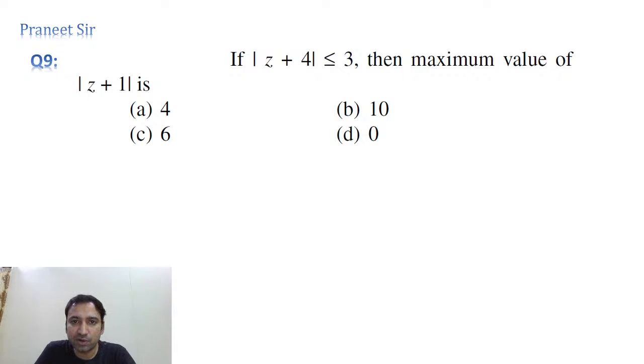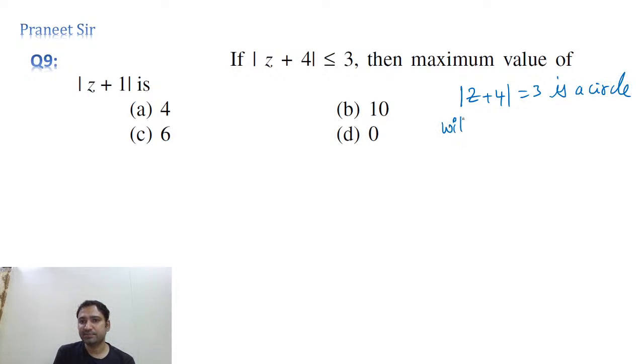If mod z plus 4 is less than or equal to 3, then the maximum value of mod z plus 1 is how much? Yes, exactly, correct, Sharon. This question can be done by using geometrical analysis, guys. Mod z plus 4 equal to 3 is a circle.